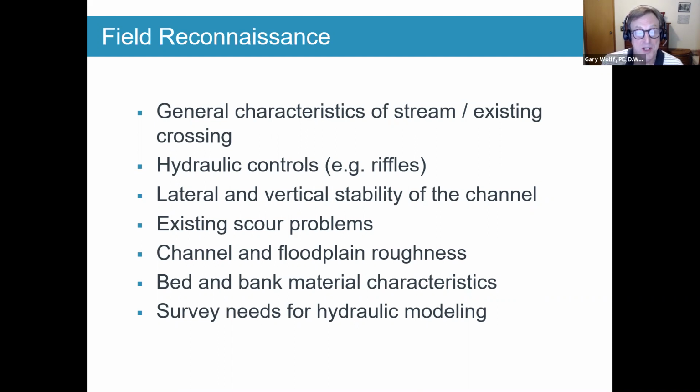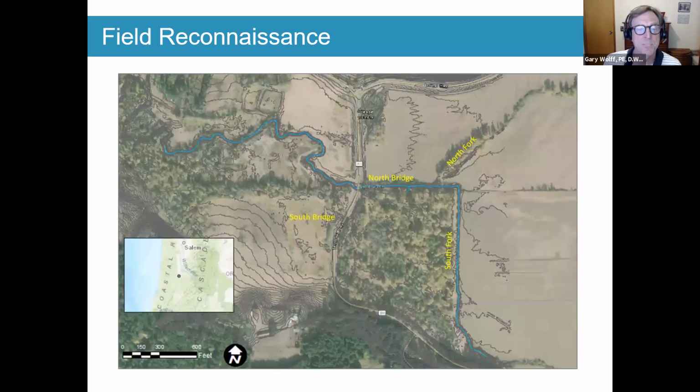If there's an existing bridge, we're looking for existing scour problems that we hope to address as part of the project. We're looking at channel and floodplain roughness for our modeling, understanding bed and bank material characteristics that will feed into our analysis. And often what's a really important part of this is the hydraulic engineers are really assessing what the survey needs are for the project and working with the surveyors to make sure that we get the right geometric description of the stream in the vicinity of the bridge.